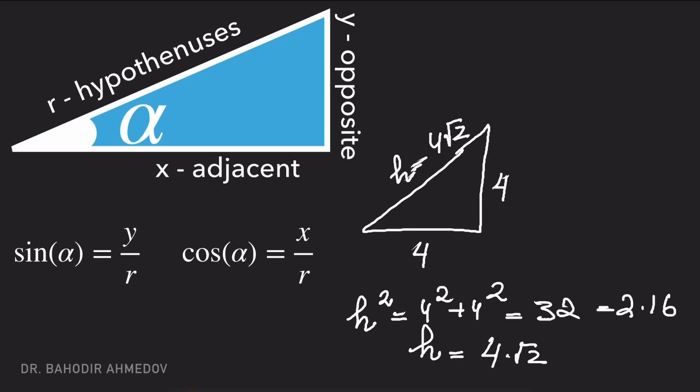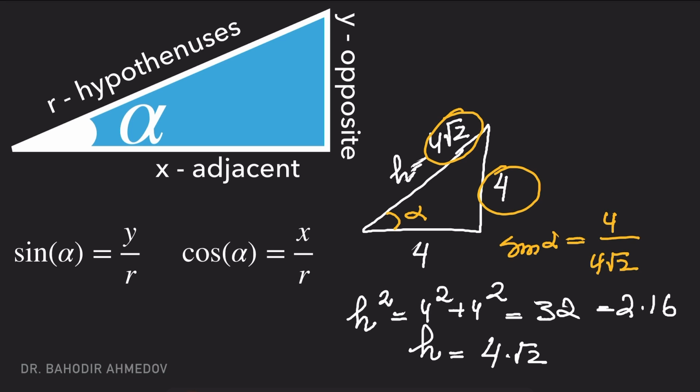So now, if you would like to define the sine or the cosine of this angle alpha, you need to divide the opposite side by the hypotenuse or the adjacent side by the hypotenuse. So essentially, the sine of alpha is going to be equal to this side 4 divided by the hypotenuse, so it's going to be 4 divided by 4 times the square root of 2. And the cosine of the same angle is going to be the ratio of this side 4 divided by the hypotenuse. So this is how we can find the values of the sine and cosine on the triangle.